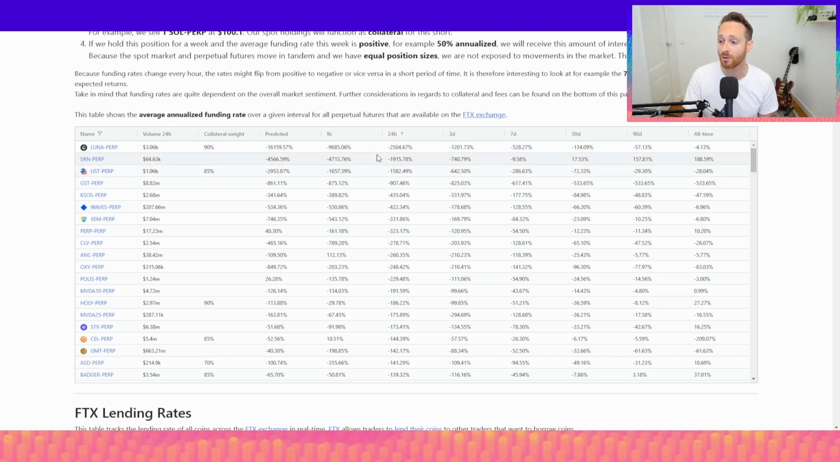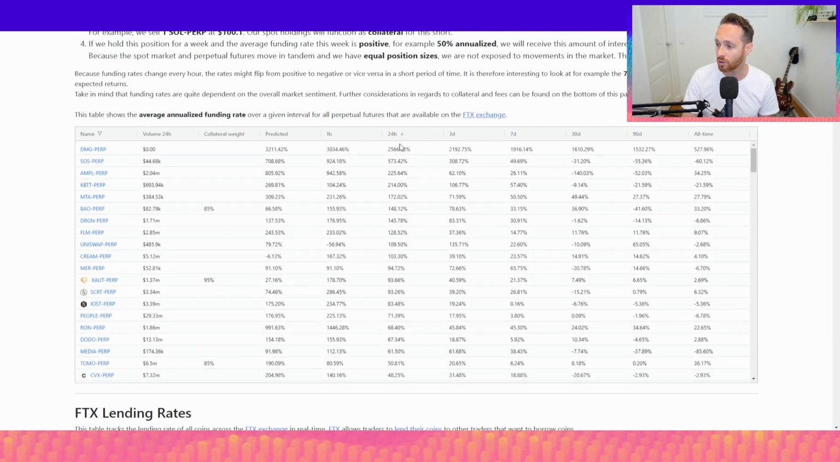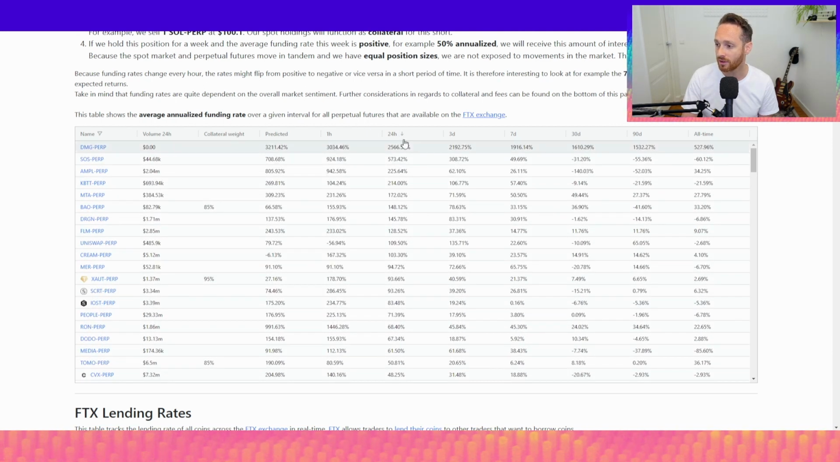So for this example, I will find a coin that has a positive funding rate because I want to buy a spot position and then short a perp. So I'm going to sort by funding rate on the 24 hours. Now be aware that the market right now is completely crap. So a lot of fundings are negative, but I'm going to try and find a positive one.